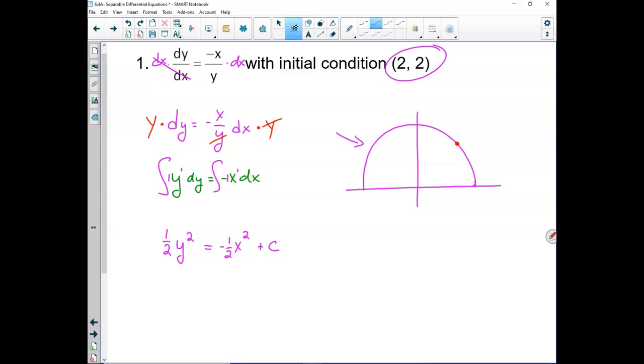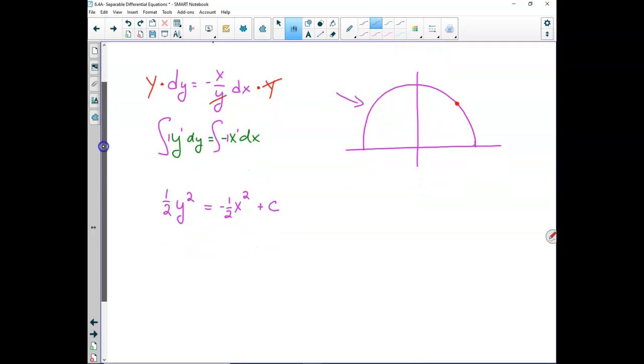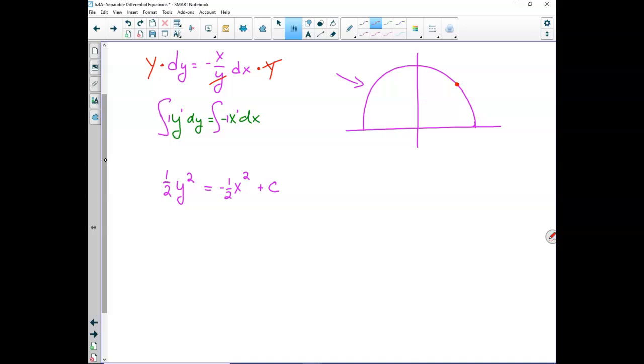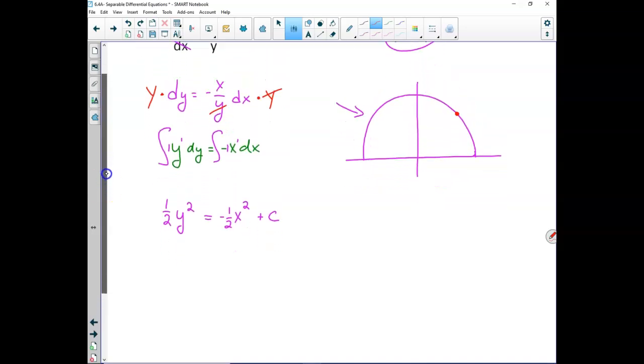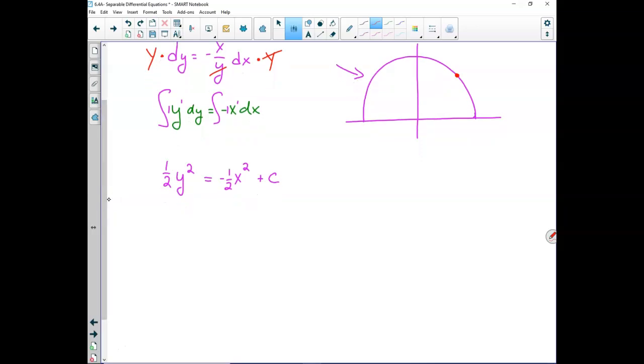Okay, why is that important? Yeah, you'll see, I hope. Okay? So, as I'm plugging and chugging, I got a 2, 2. Well, I still need to find my c value, don't I? So I'm going to use my 2, 2. I'm going to use my initial condition, and I'm going to plug that in.